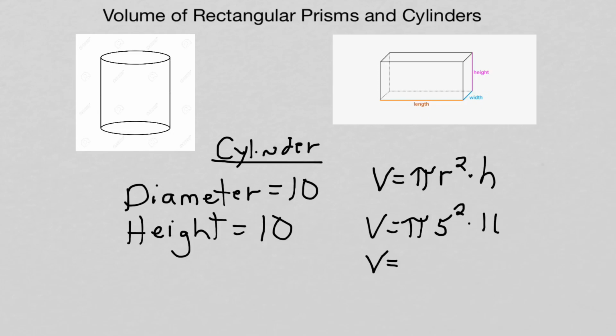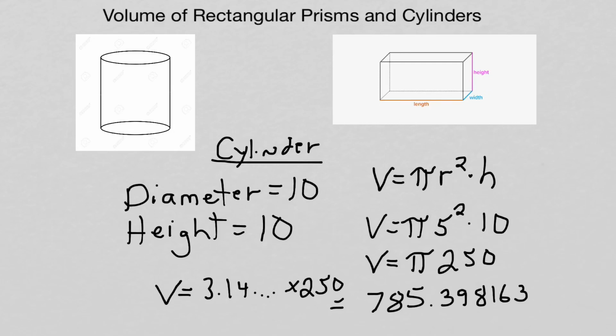Height equals 10. I'm going to do the math on the right side first. 5 squared is 25 times 10 is 250. You get your calculator out. I hit pi, and I'm going to get that real long number, 3.14 blah blah blah. You leave that like that, and you multiply it by 250. You're going to get an answer that looks like this: 785.398163, and it just keeps going on.